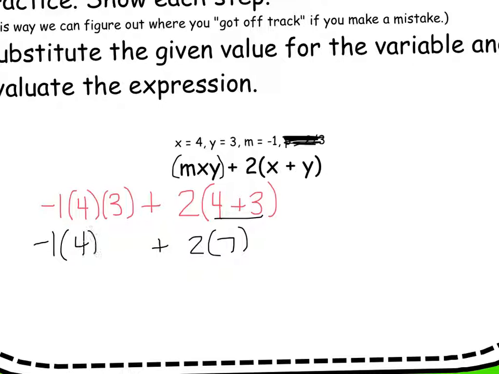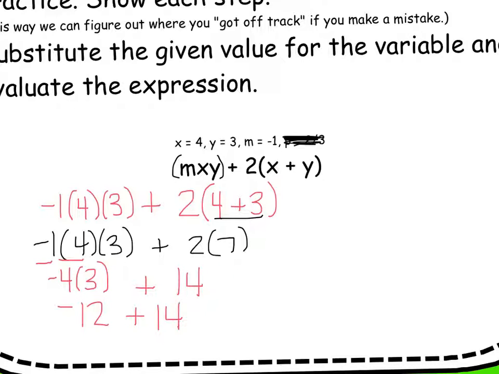We don't have any exponents, so we have to do multiplication and division from left to right. -1 times 4 would be -4. We have to multiply that by 3, which gives us -12, plus 2 times 7 is 14, and -12 plus 14 gives us 2.